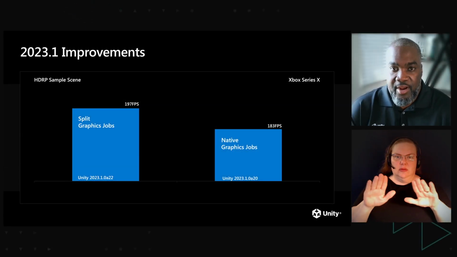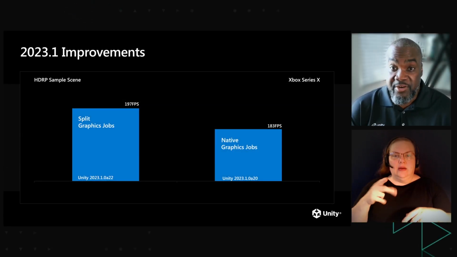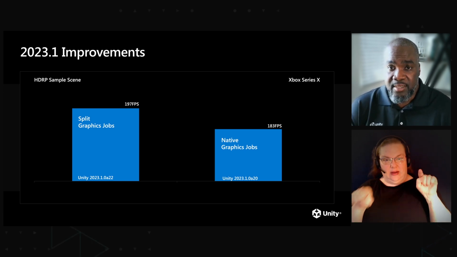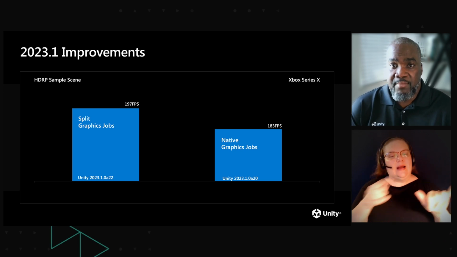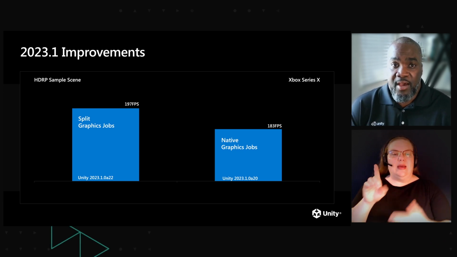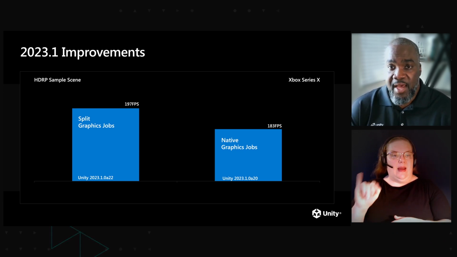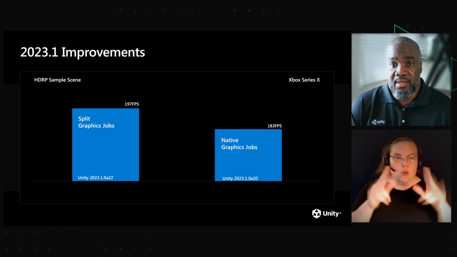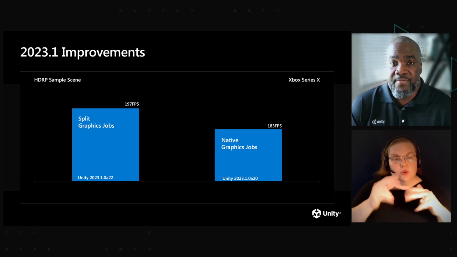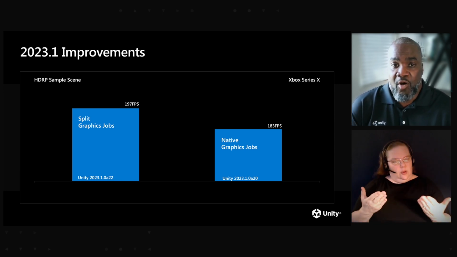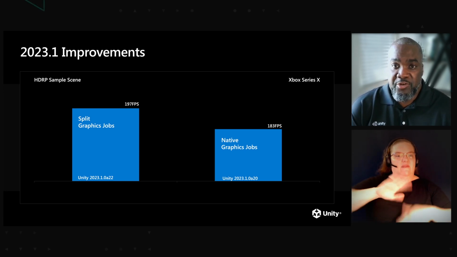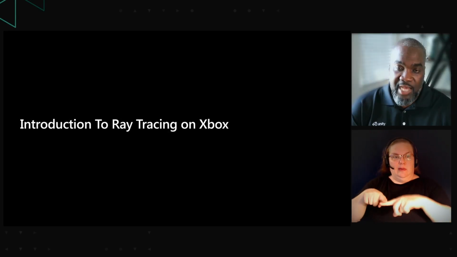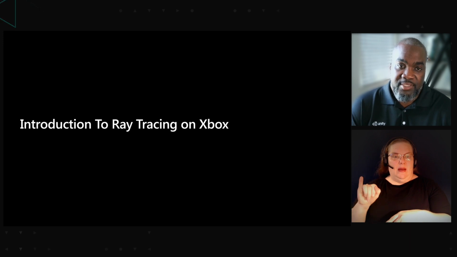And here you can see another graph showing the performance difference between Split Graphics Jobs and native graphics jobs in a more representative scene. As I said earlier, we recommend that you use the DirectX 12 API. We want to hear your feedback, and we believe it's in a great place now to build your projects. And so this brings us to why we're even here. These improvements benefit all Windows-based platforms, and Unity's ray tracing implementation relies on the DirectX 12 API. So let's dive into ray tracing on Xbox.